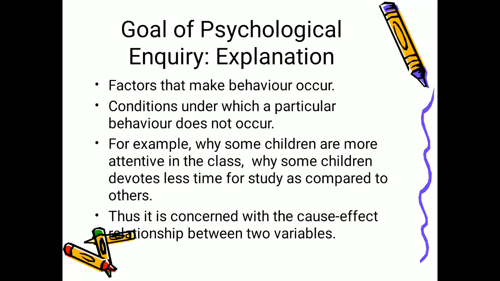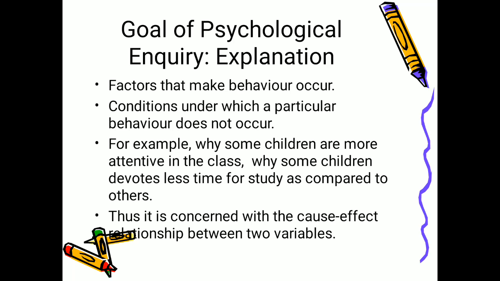The example they have given is why some children are attentive in the class, why there are so many variations among children, why some children are very intelligent, why some children are less intelligent, why some children score too much, why some children score less. Because of so many variations, we try to explain why a particular kind of behavior happens. Thus, it is concerned with the cause-effect relationship between two variables. A variable is something which varies. For example, your marks are a variable which varies. Sometimes you get 20 out of 20, sometimes 10 out of 20, sometimes 16 out of 20. So it is a variable.